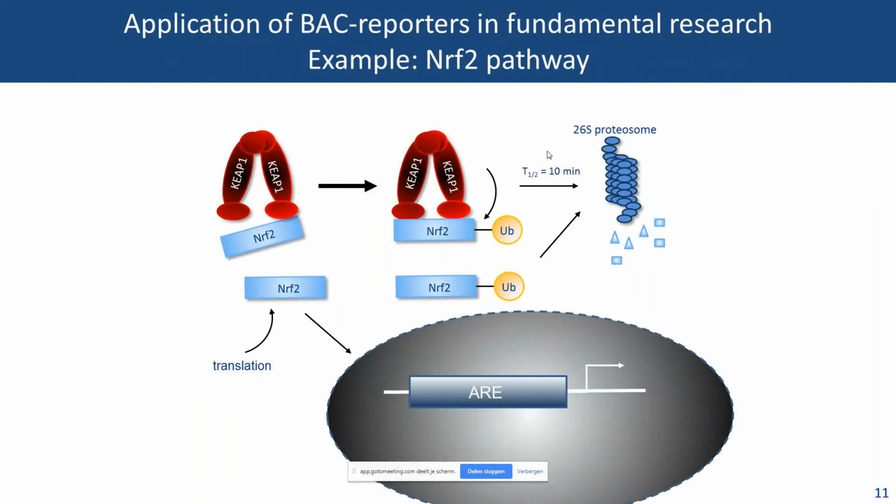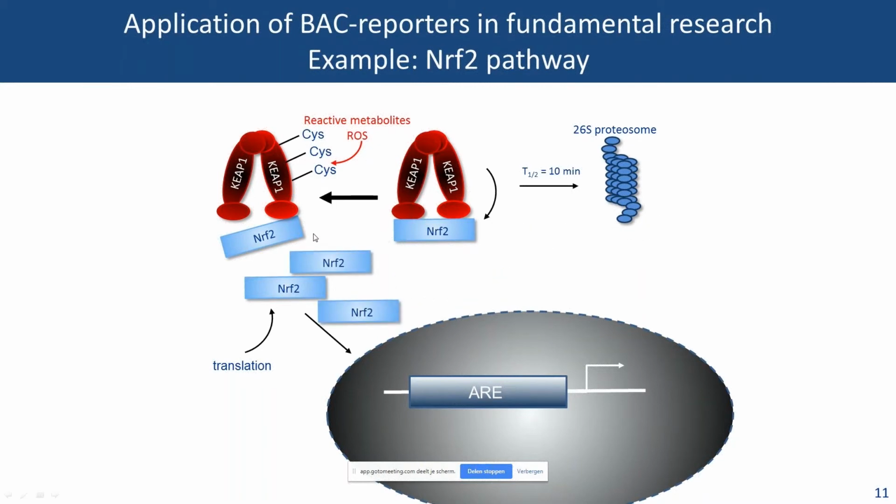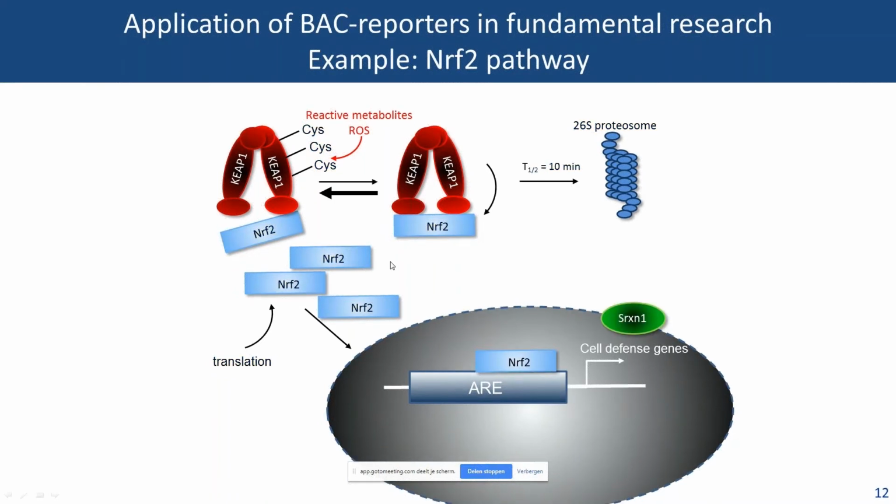All right, and I would like to show you an example of how we use these BAC-reporters in fundamental research. And for this, I already introduced the NRF2 pathway. So again, KEAP1, NRF2, and we can actually add reactive oxygen species that interact with KEAP1 cysteine molecules. And then more KEAP1 will be degraded, NRF2 will be released, and the pathway will be activated. So this is what we already know from literature.